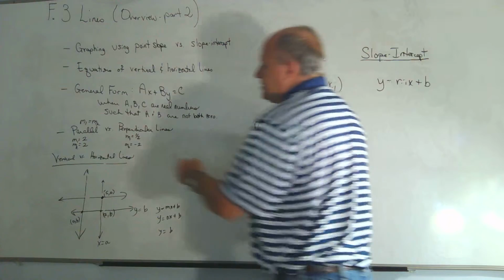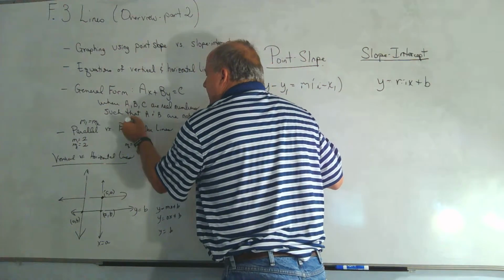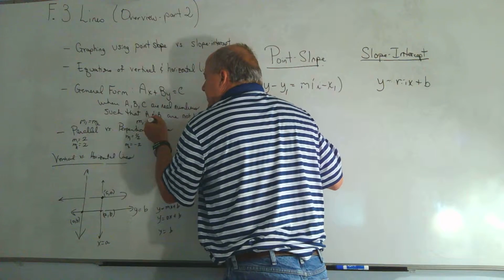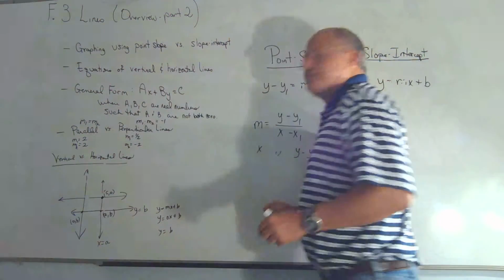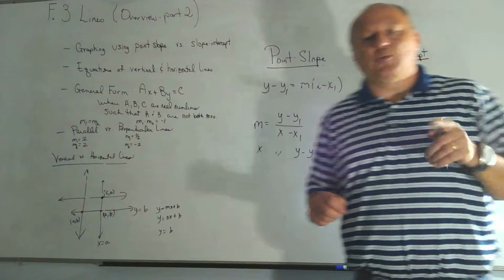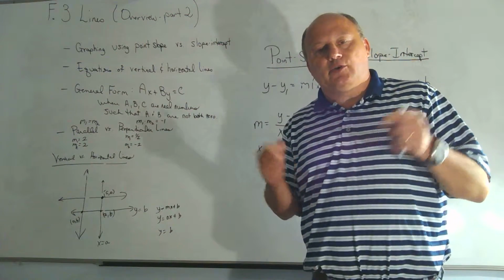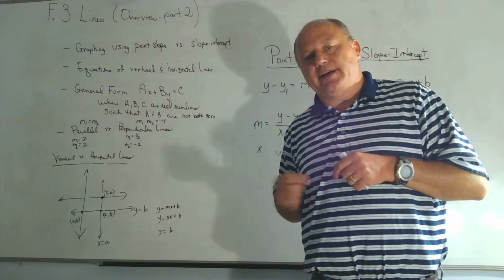Now, perpendicular lines, this is going to happen. If you multiply the slopes of two perpendicular lines, you get -1. Because what is 1/2 times -2? It's -1. So when you multiply the two numbers, it gives you -1.